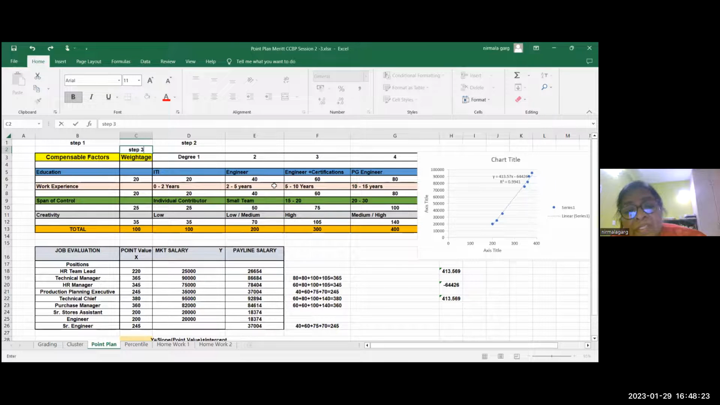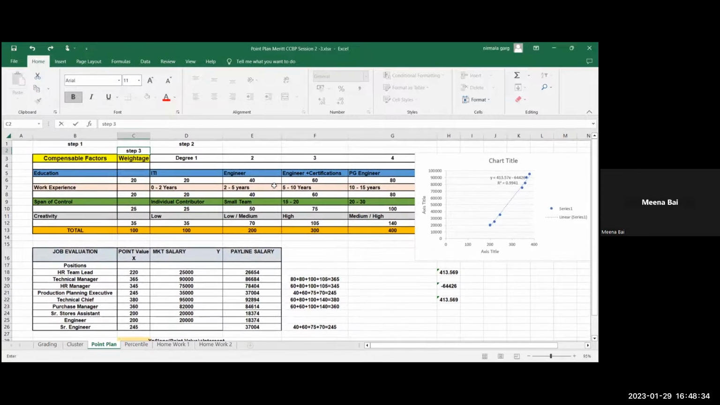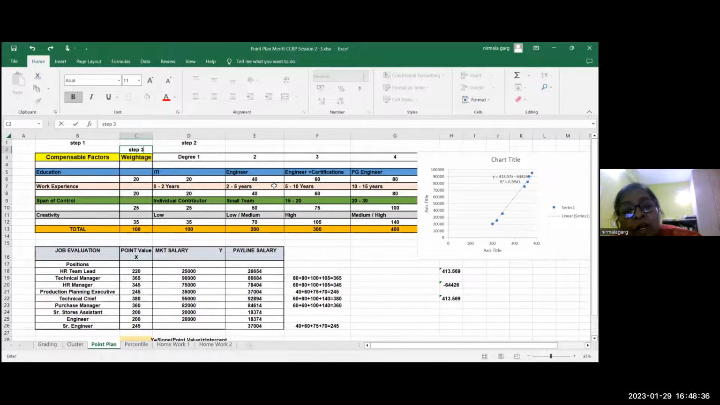Done? Now, you just have to multiply this weightage with this degree. That's it. If you have noticed, I multiplied weightage with the degree. I'm just trying to make it bigger. 20 into 1. So you just have to populate it. It's called populating the point plan. And then when you add up, you should get 100, 200, 300, and 400. Got it? Okay.